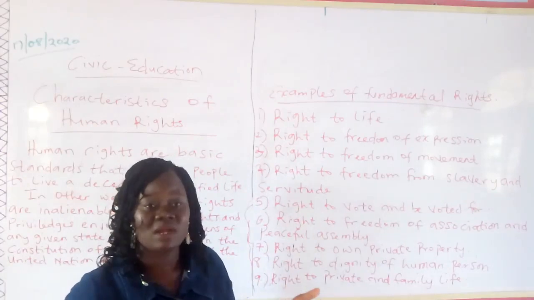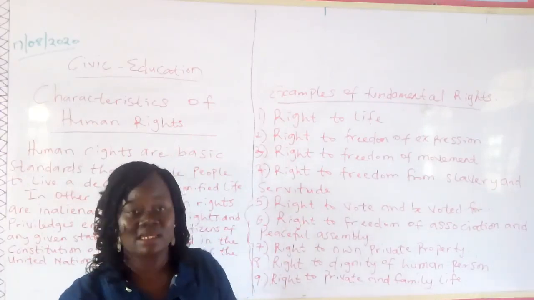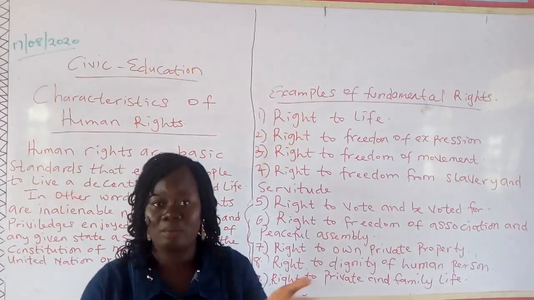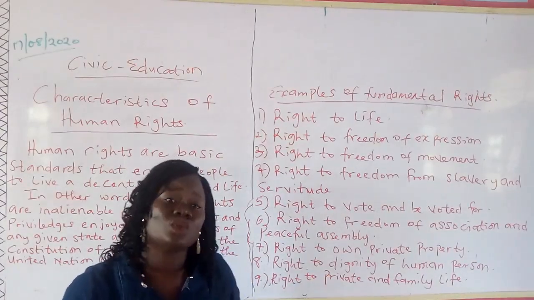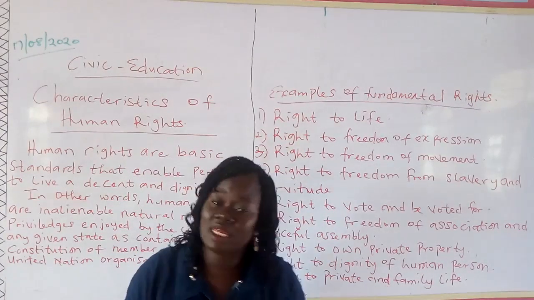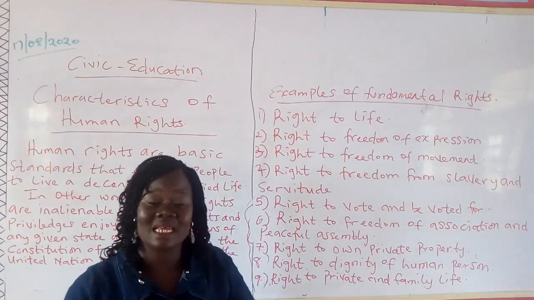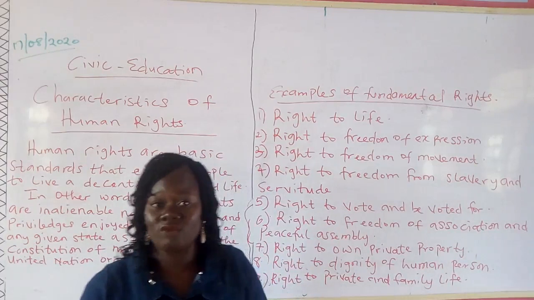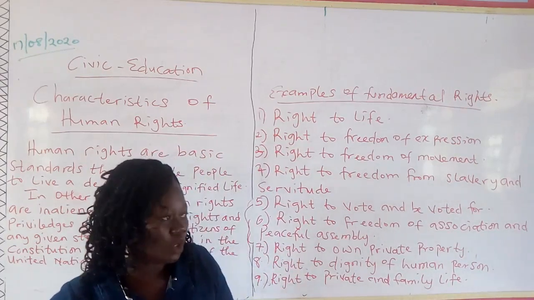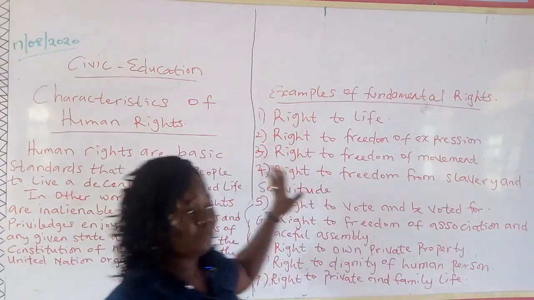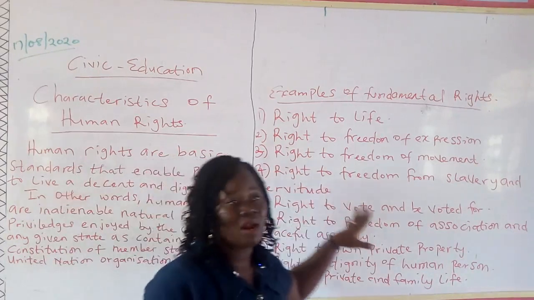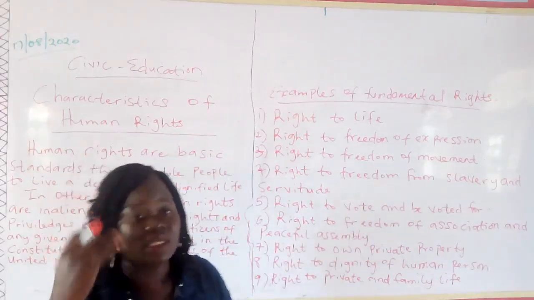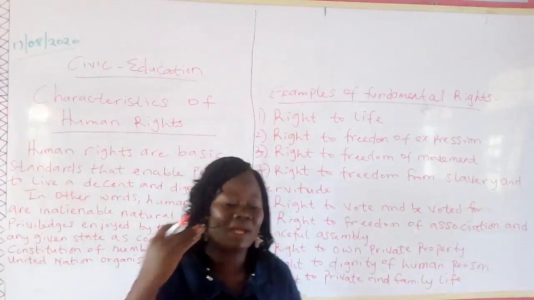And then we also have the right to private and family life. The family is the smallest unit of the society, and that is where every society springs from. So I have the right to have private discussion in my family without any interference, either from government or from any other individual. And such right must not be denied of. Okay, so these are some of the examples of fundamental human rights that we have. We can also refer to some of those other ones in our former notes or in our textbooks.